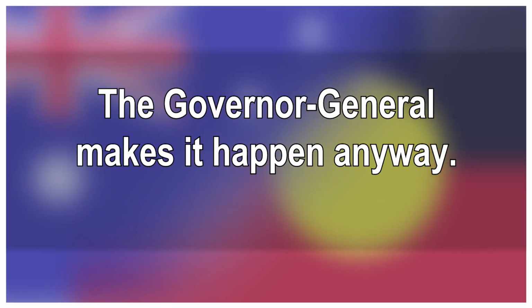There is, however, a chance that the government passes a referendum bill in the House of Representatives, and then it goes to the Senate, and the Senate goes, no, votes it down, and it stops there. It's possible to never get taken to the public because it couldn't get through Parliament. But this is where step 1.5 comes in. The Governor-General makes it happen anyway.